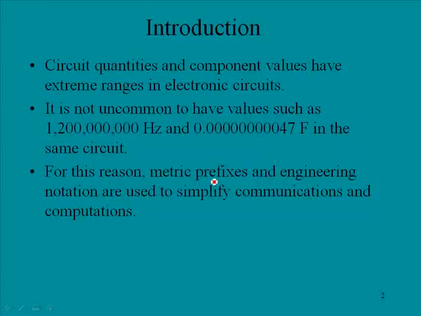For this reason, metric prefixes and engineering notation are used to simplify communications and computations. And so in this particular value here, rather than this huge number, we'd probably say 1.2 gigahertz. And this one would probably be 470 picofarads. And these are much more manageable values than these giant numbers.